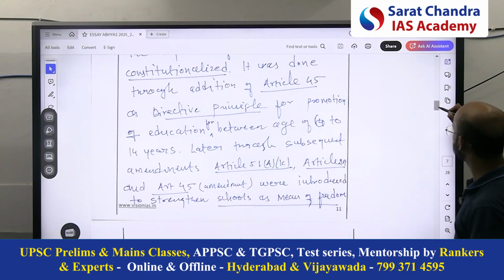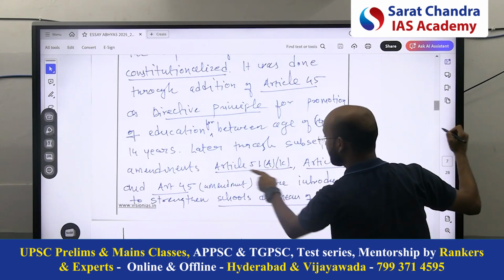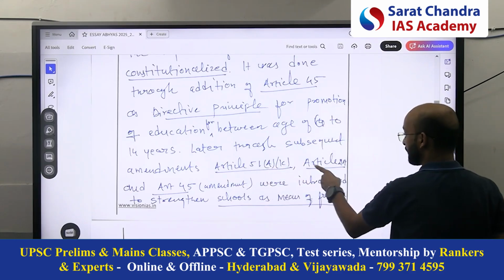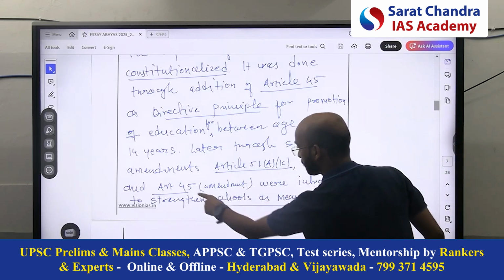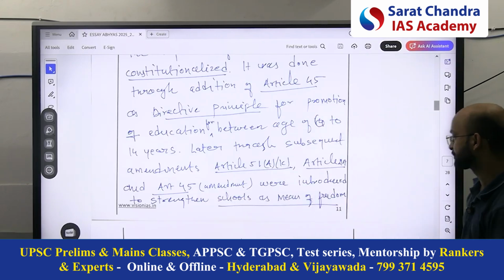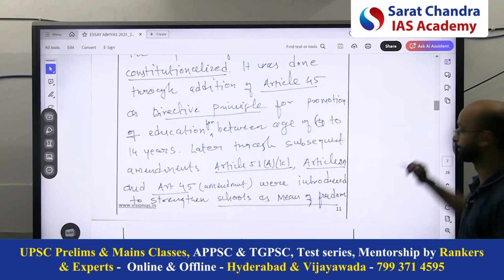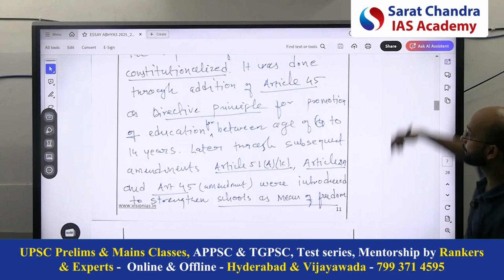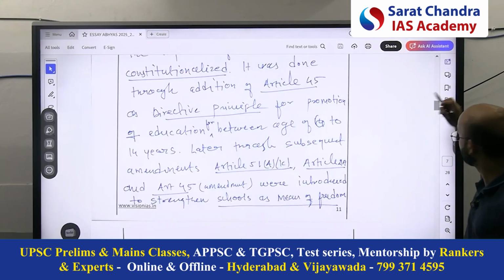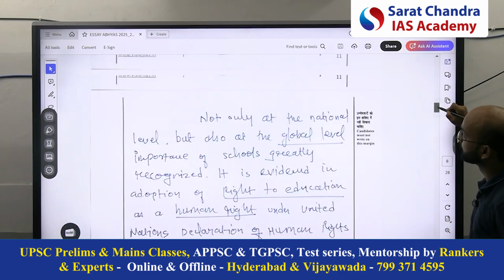This also, you know, for these children, and the subsequent amendment also made Article 51A, Article 21A, Article 45 were introduced to strengthen the school as a means of freedom. So here this part, the second part you have observed there, right? So this is the implementation of it.